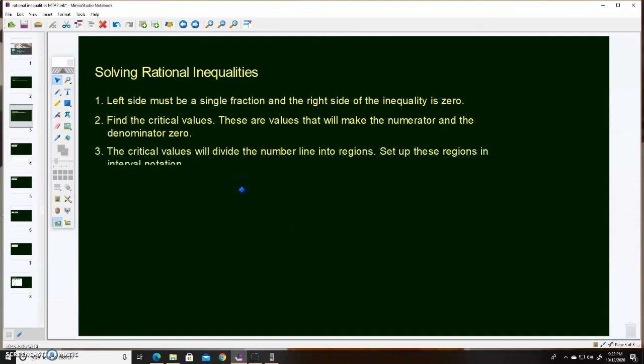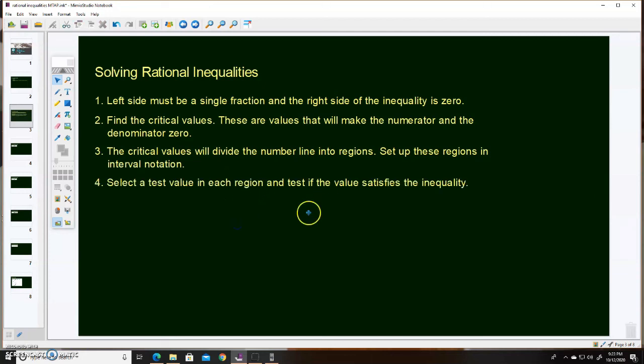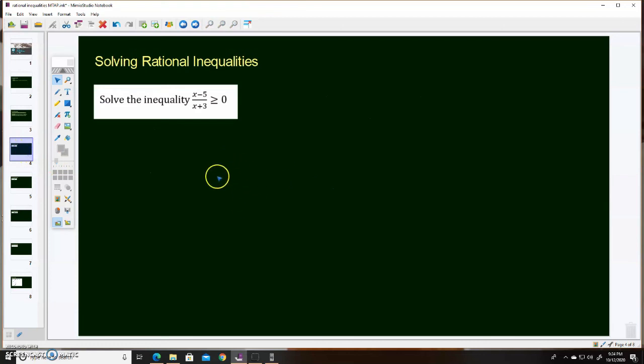Next, the critical values will divide the number line into regions. Set up these regions in interval notation. Remember that the number line represents the set of real numbers, so the critical values will divide the set of real numbers into these regions. And lastly, select a test value in each region and test if the value satisfies the inequality. We will be following these 4 simple steps. Let's go to our first example. Solve the inequality (x minus 5) over (x plus 3) greater than or equal to 0.